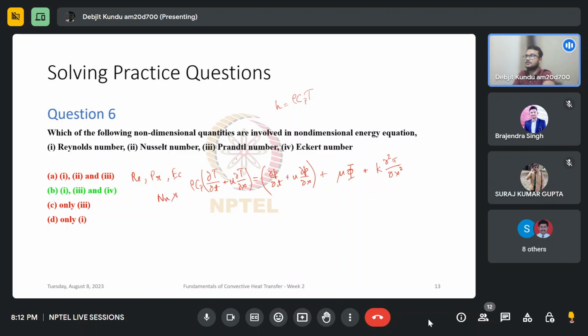Right. So now let's non-dimensionalize it. So for temperature, we can use something like this, which we have seen earlier. We will call this theta. Then for temperature scale, we will use this. Then theta would be T by.